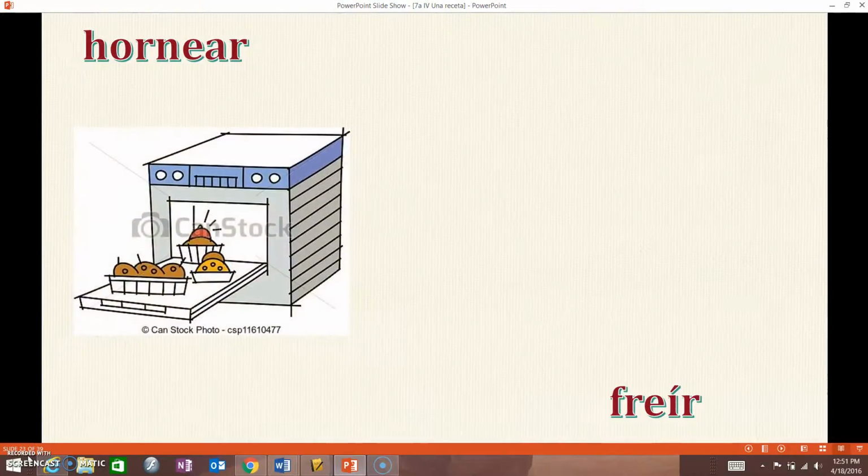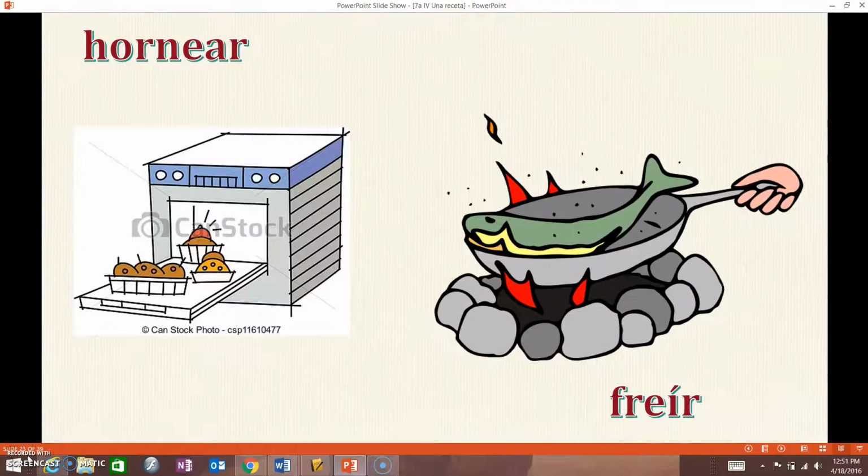Hornear es como una persona pone un pastelito en el horno, hornear, to bake. Un pastelito es like a cupcake. Freír es como usar el aceite, oil, para freír algo, to fry.